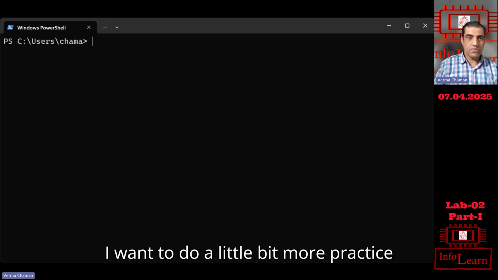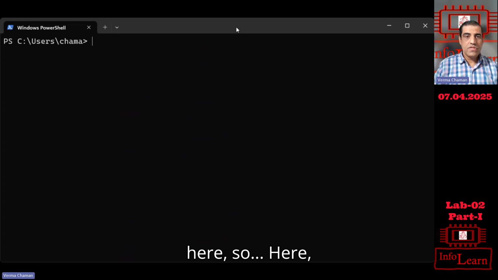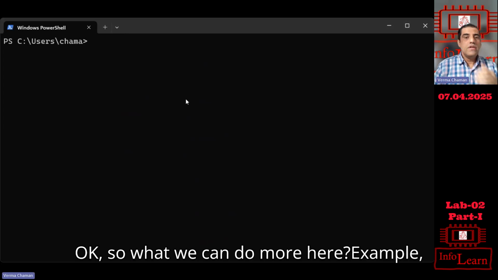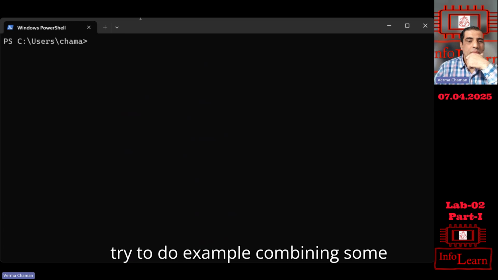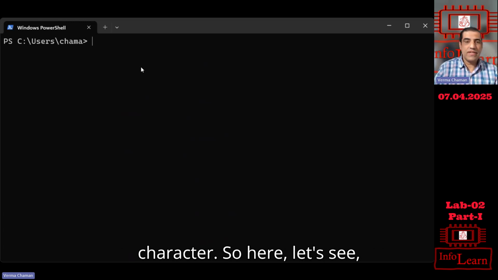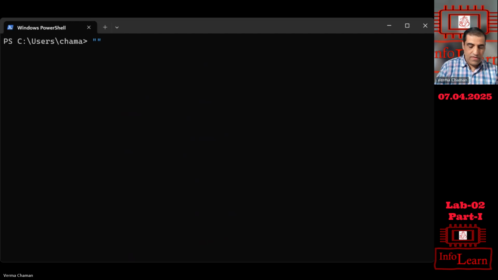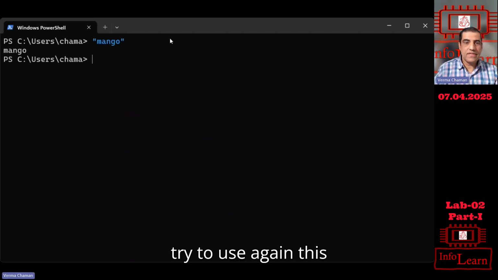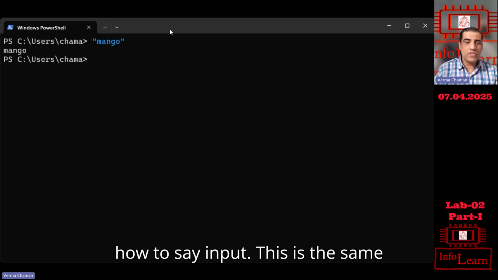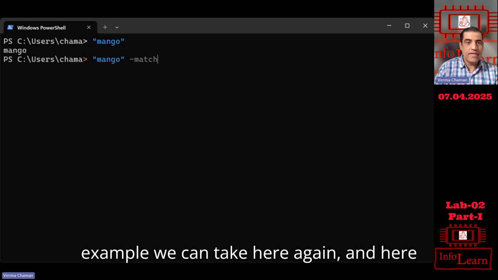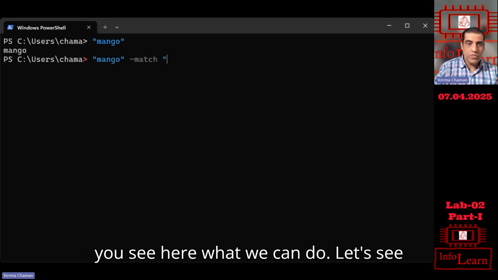I want to do a little bit more practice here. What we can do is try an example combining some character classes. Let's use this input again. This is the same example we can take here again. You see here what we can do.